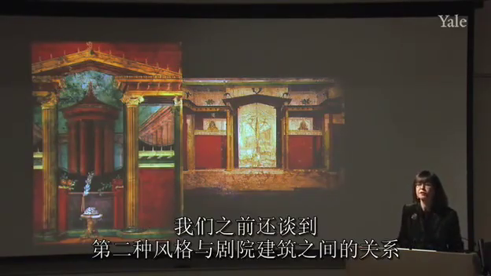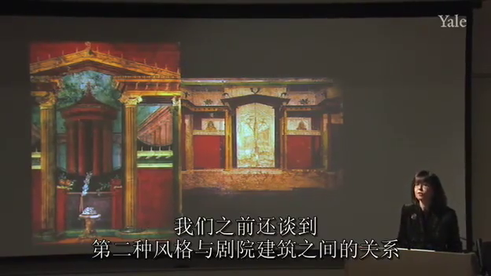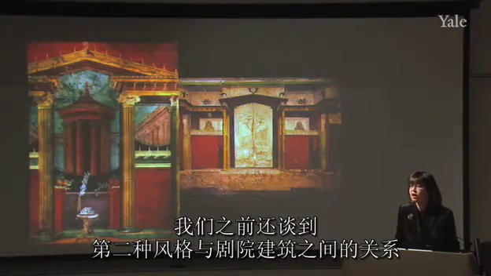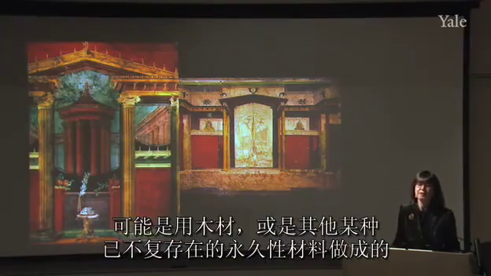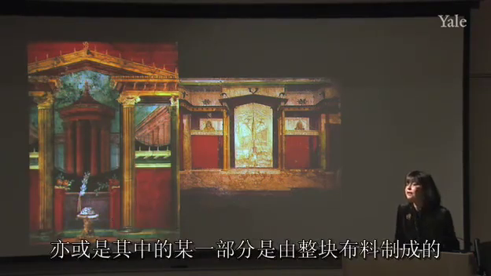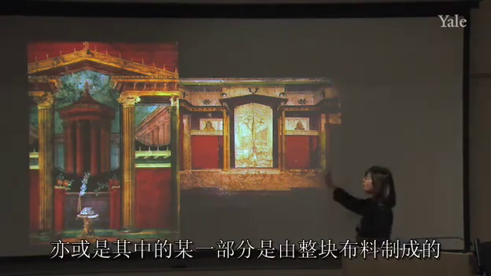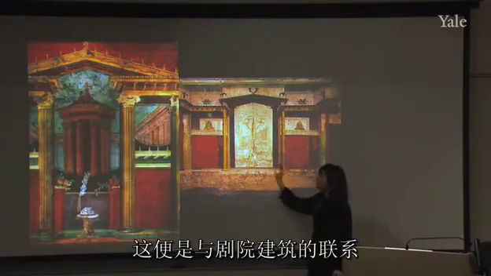We also talked about the relationship between 2nd style Roman wall painting and theatrical architecture, that they may have been looking at actual theaters, possibly in wood, possibly in other more permanent materials that no longer survive, or they may have been creating this in part out of whole cloth. So this connection to the theater.